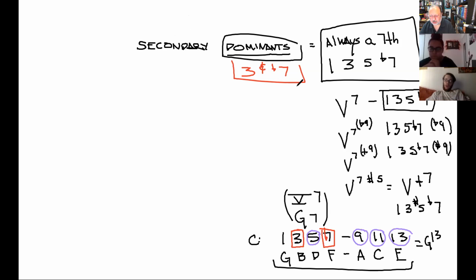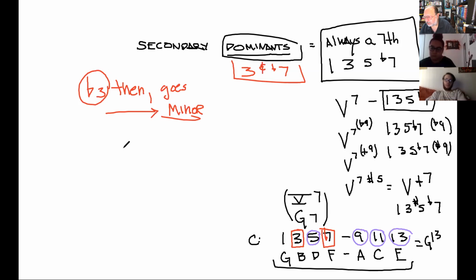Those are the main tones. 3 and flat 7 are the strongest tones in a dominant chord, and that's the ones you have to keep. No matter what alterations you do to the chord, you have to keep a 3 and flat 7. If you change the 3, in other words, if it's a flat 3, then right away it goes to minor. Because flat 3 is always going to indicate some kind of minor chord, right?